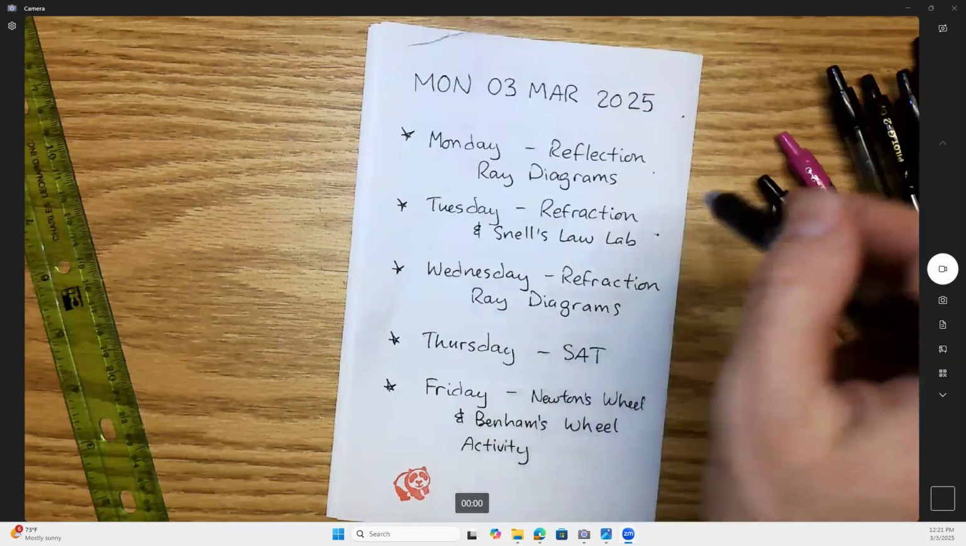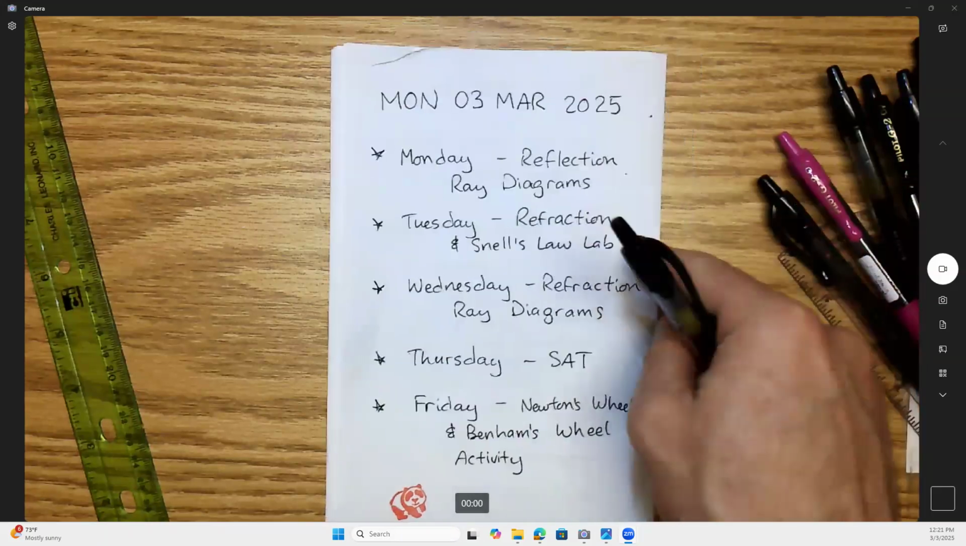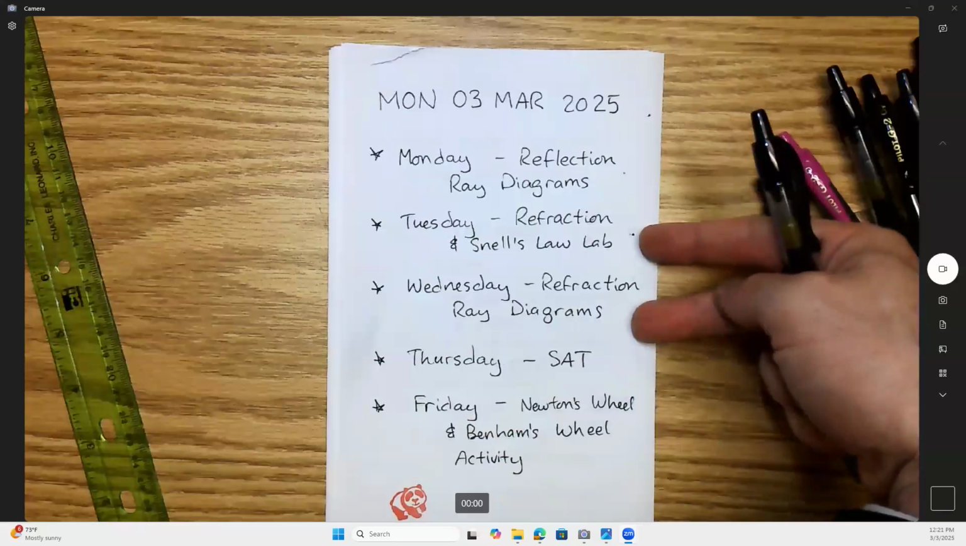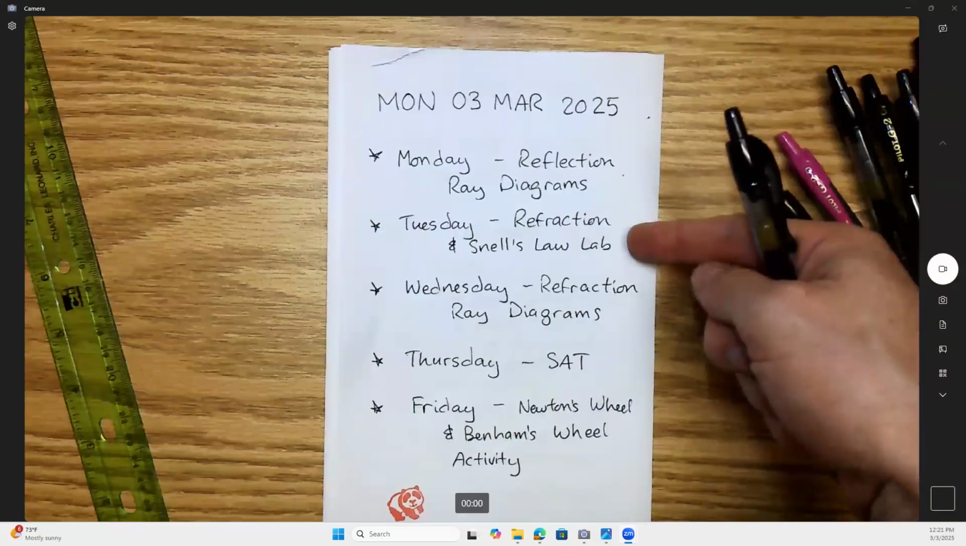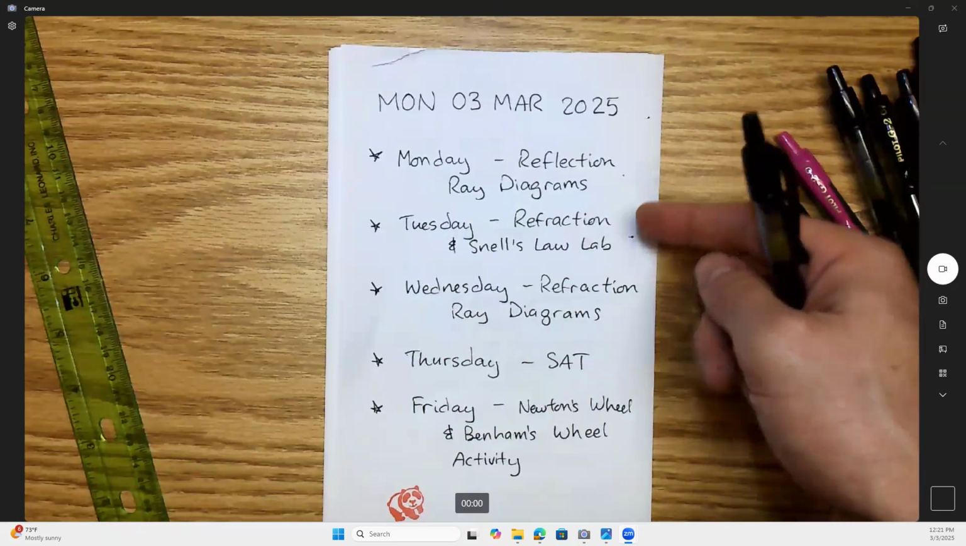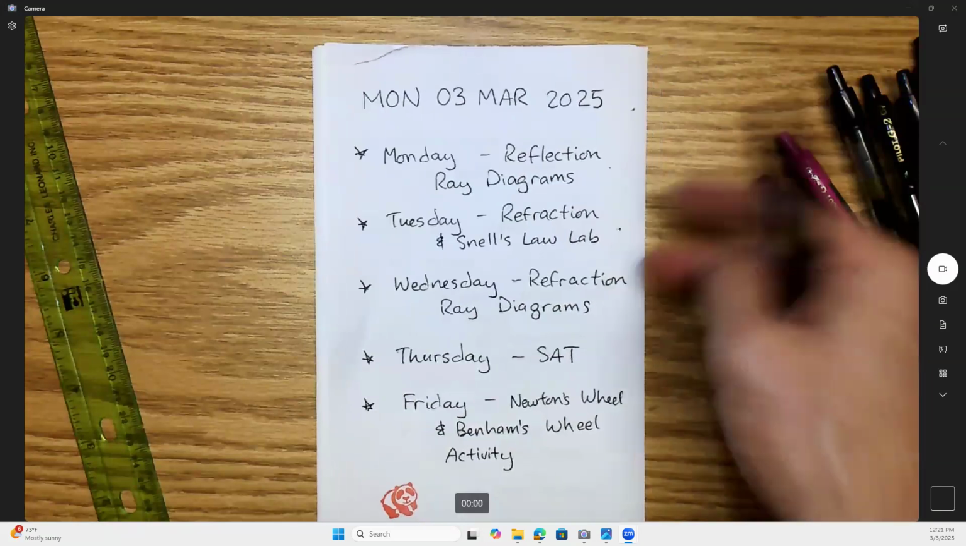Okay. Tomorrow, I want to do refraction. Actually, tomorrow the next day. So we'll also do some ray diagrams, but I have a lab lined up for you guys with some prisms. So we'll be doing that called Snell's Law.